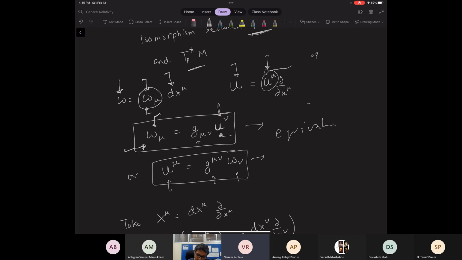You can see that easily because in matrix notation, the dual vector omega is equal to G u. That is what we mean by a dual vector. Or equivalently, u is equal to G inverse omega. That's what this equation is saying.